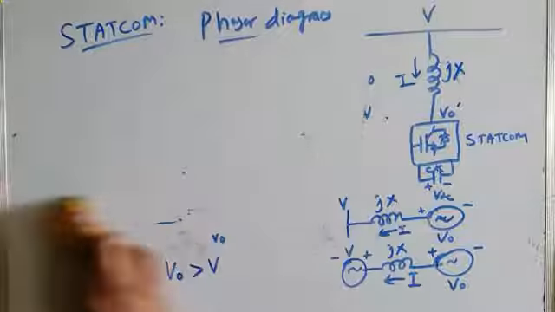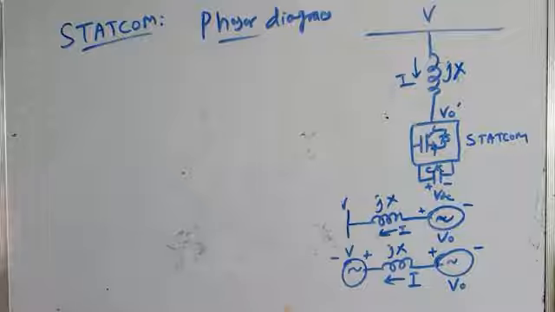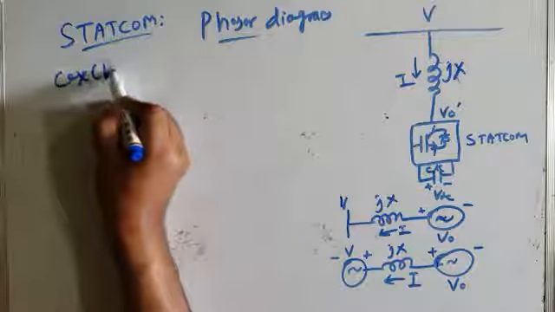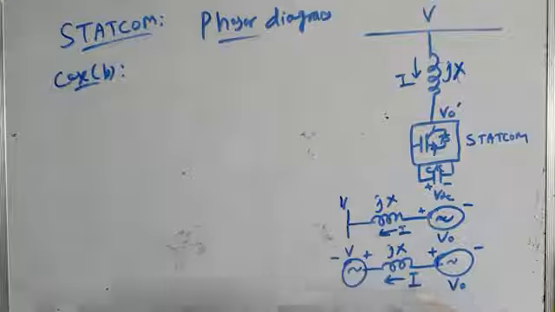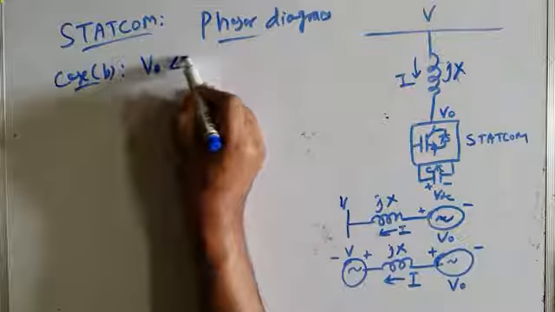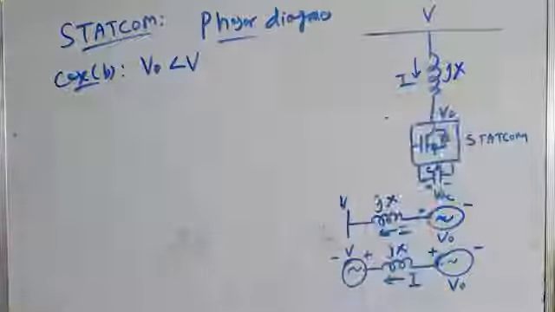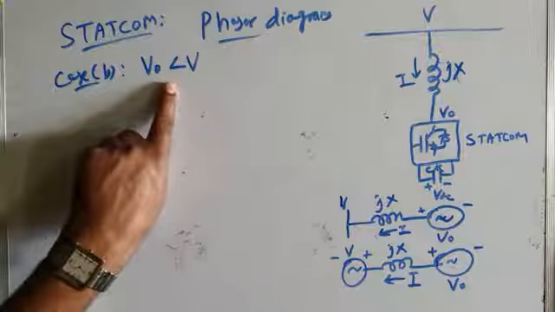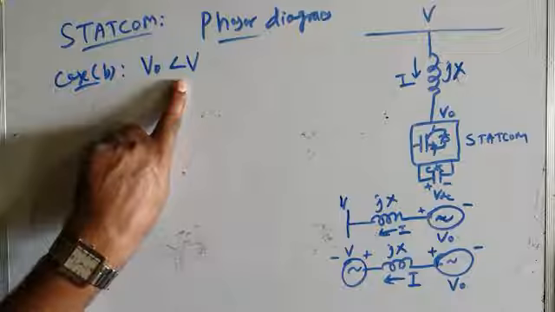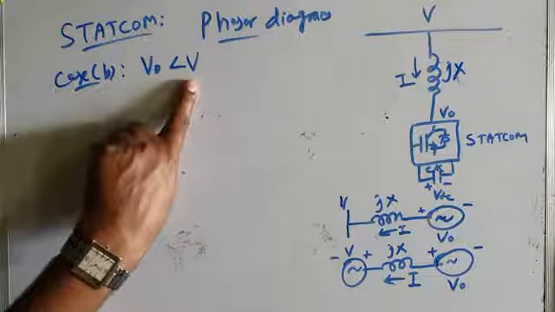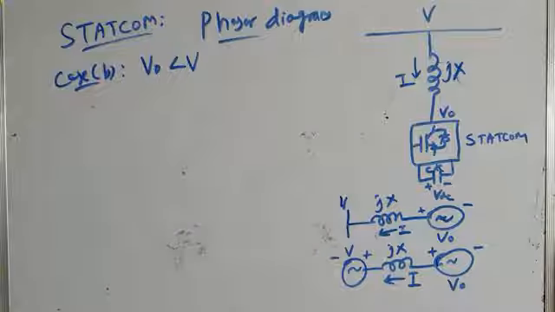Let us quickly draw the phasor diagram for case B. In case B, we are making the inverter output voltage V0 less than the AC bus voltage by reducing the modulation index of the inverter. So V0 is made less than V. This is similar to a synchronous condenser when it is underexcited, and the synchronous condenser output voltage E is made less than V, which we have discussed just a few moments back.